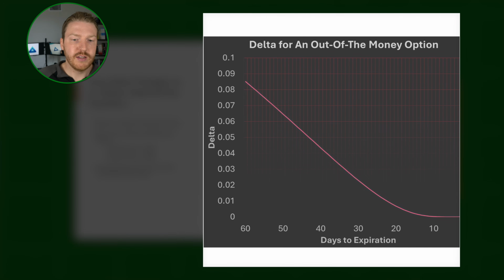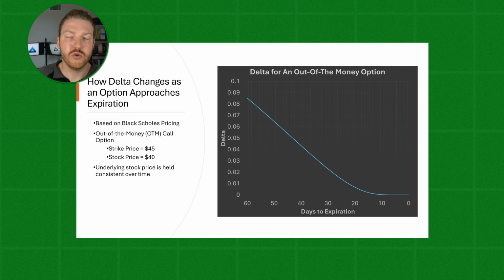And then once we get down to near 0 days, there is a near 0% probability that this call option will expire in the money. And hence, if the stock price were to rise by $1, we would see virtually no change in the option price because it's just so unlikely that this option expires in the money.